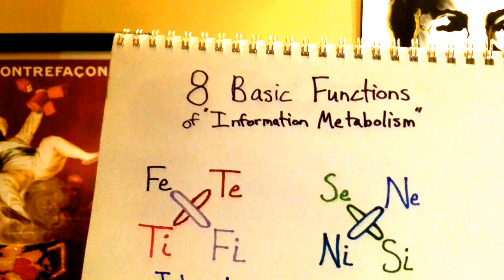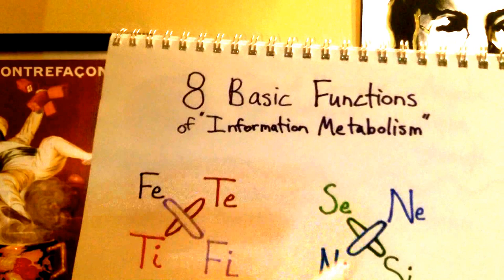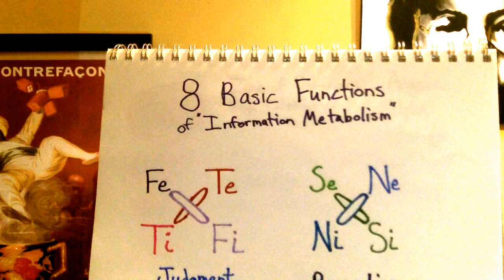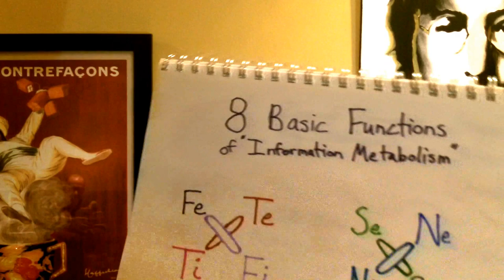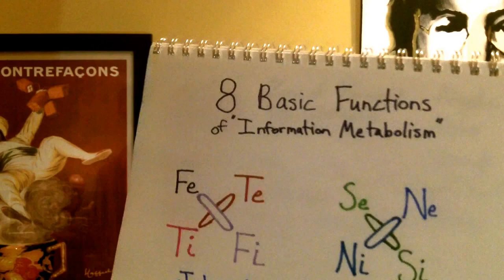The typical terminology is N for intuition, S for sensation, T for thinking, and F for feeling. The little E represents the extroverted version of that function, and the I represents the introverted function. The theory of socionics is a take on Jungian psychology which uses this idea of information metabolism. It's as if all this information exists in the world, and these functions are the core entities which process different types of information in the world.